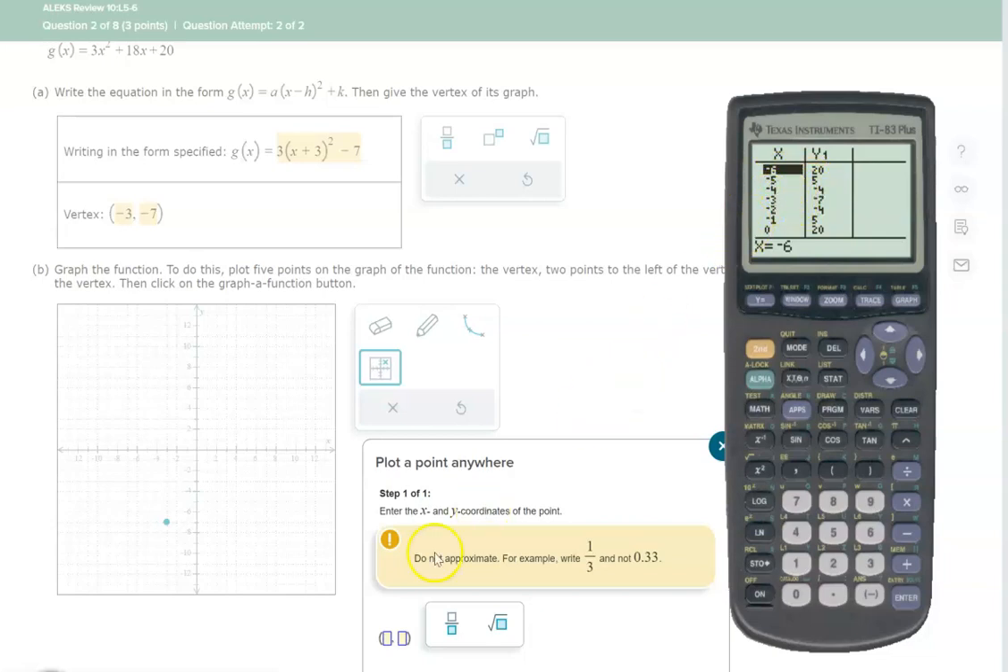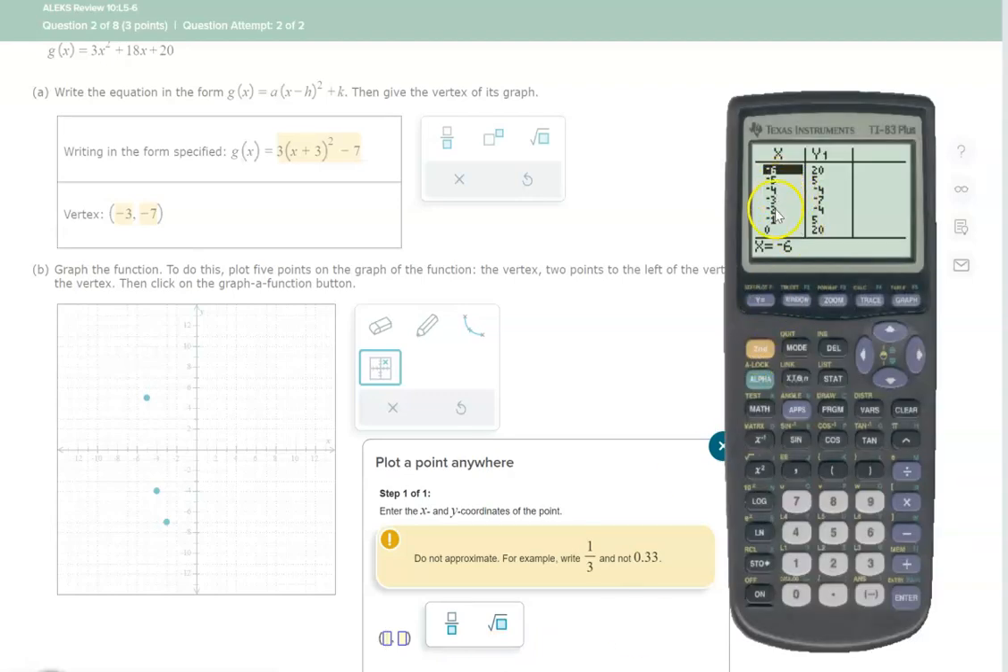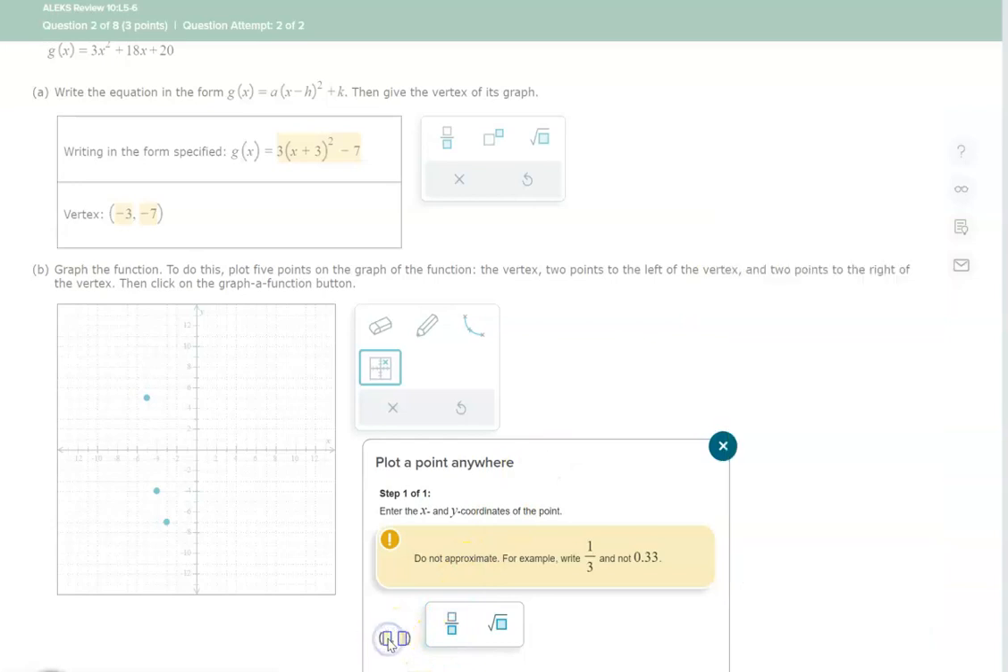So negative 4, I'll plot first, and then it was negative 5, 5. Going back to my calculator, now I'm going to do the other side of the negative 3. So I'm going to do negative 2, negative 4, and negative 1, negative 5. So negative 2, negative 4, and negative 1, negative 5. Now you can see my parabola there.